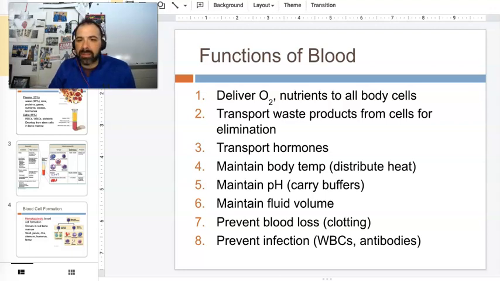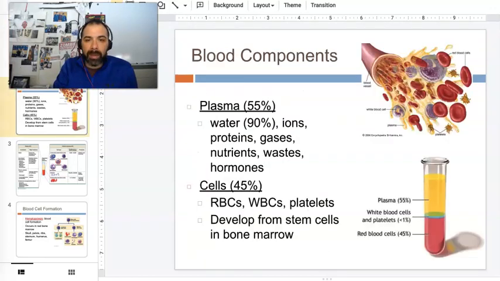Essentially, the function of blood is to deliver nutrients, transport waste, and transport hormones, which we talked about previously when we covered the endocrine system. It helps maintain your body temperature, helps maintain your pH through things called buffers, maintains your fluid volume, prevents blood loss and clotting, and also prevents infection. So we'll talk about some of these.